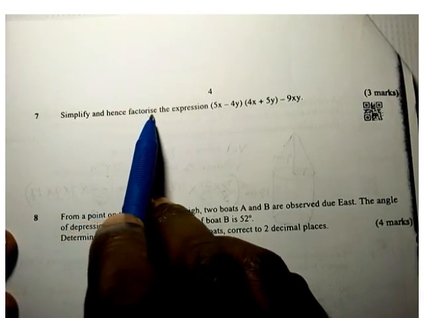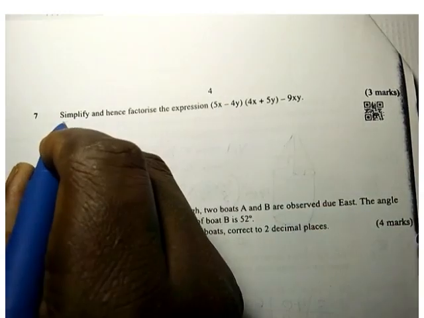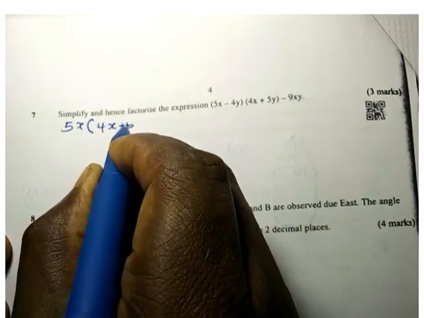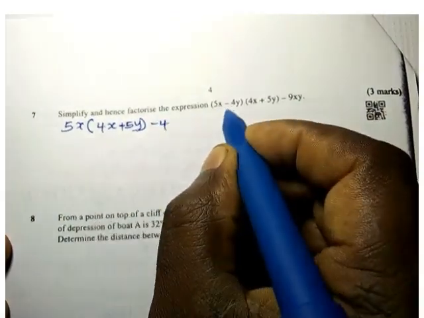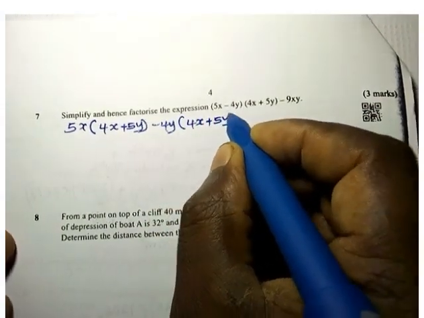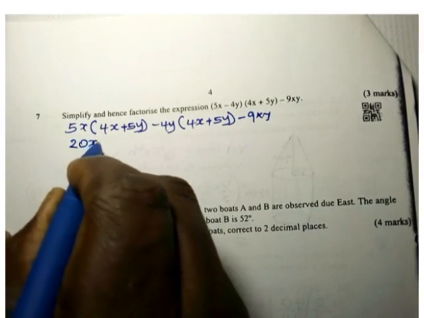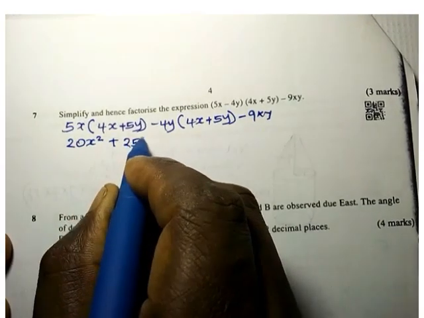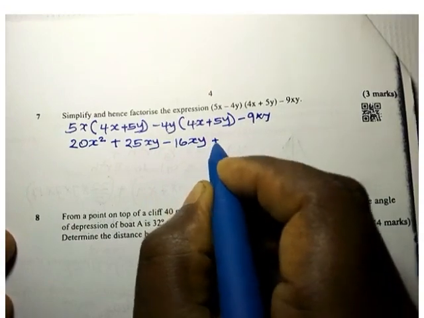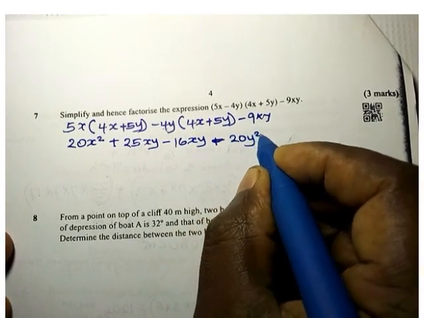Simplify and hence factorize the expression. So we are supposed to simplify. So let us open this. This is the same as 5x into the second one, which is 4x plus 5y, then negative 4y into 4x plus 5y, minus 9xy. So we open this times this, we will get 20x squared plus 25xy, minus, this times this is going to be 16xy, minus, this times this is going to be negative 20y squared, minus 9xy.